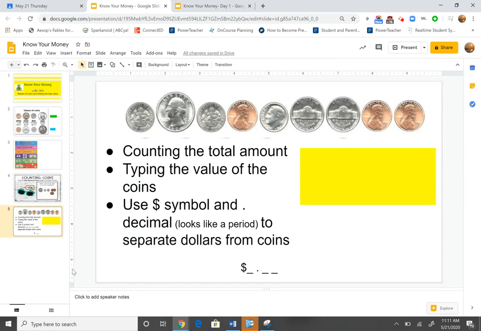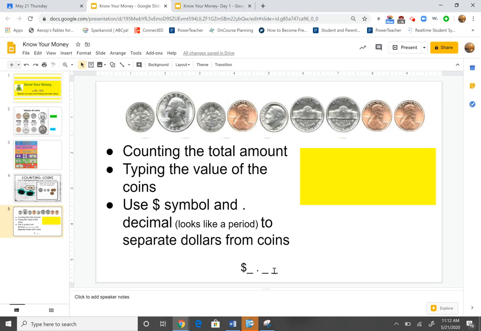On this slide, you're going to be counting the total amount and typing the value of the coins. The money symbol and the decimal is something that you will also be using. So this money symbol can be found at the top on the keyboard. And if you have a dollar, the amount would be right there. If there's no dollar, you would type the 0. And then this is a decimal point, kind of looks like a period. And that's what you would click on, the period button on your keyboard.